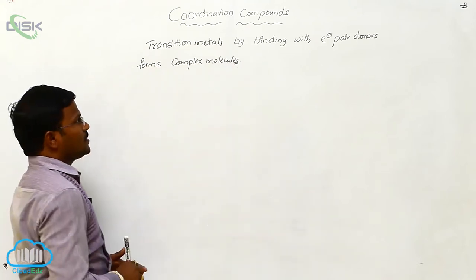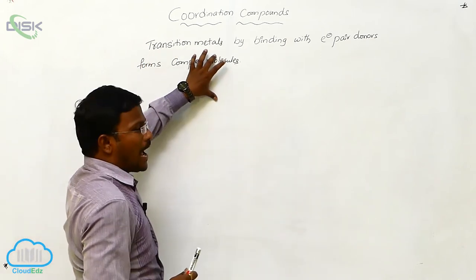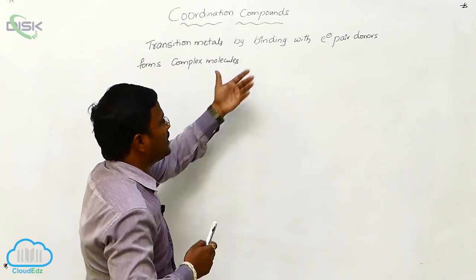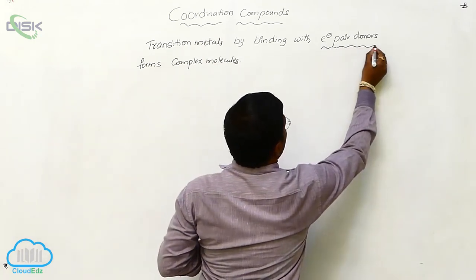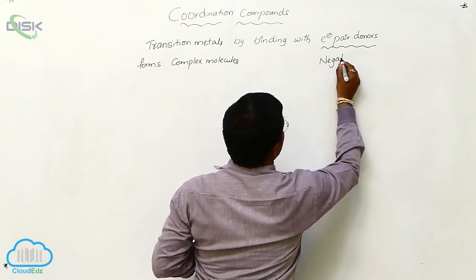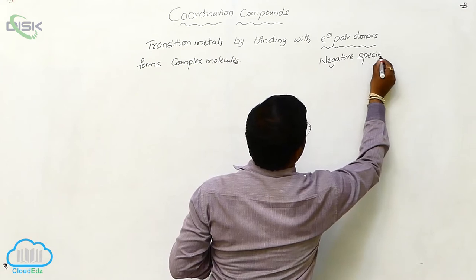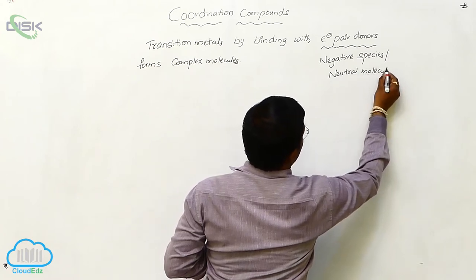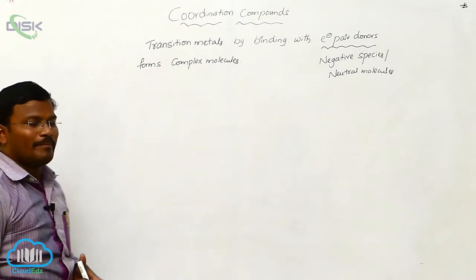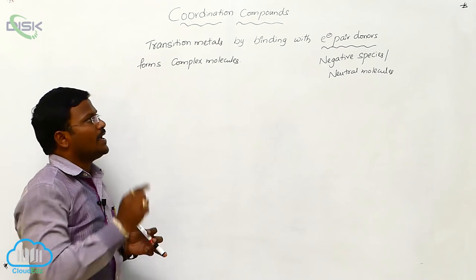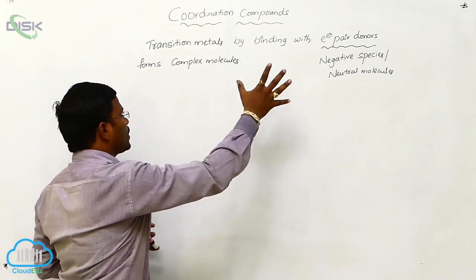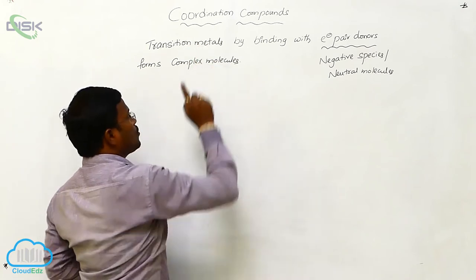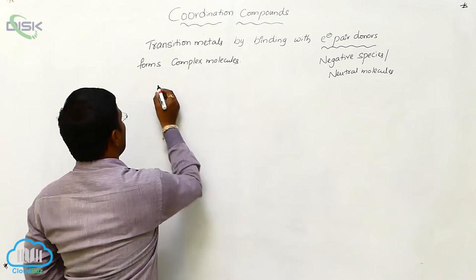The complex molecules result from transition metal atoms or metal ions binding with electron pair donors. So what are electron pair donors? The electron pair donors may be negative species or neutral molecules. Here the transition metal atoms or metal ions, by binding with electron pair donors like negative species or neutral molecules, form complex molecules. These resulting complex molecules are called coordination compounds.